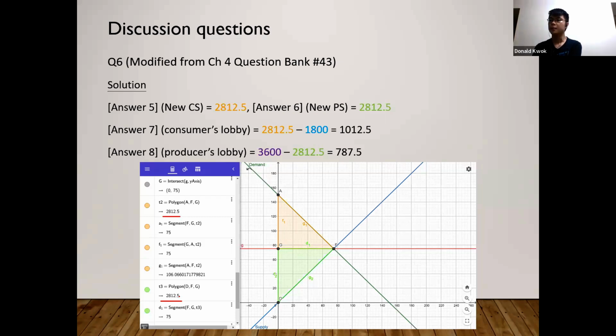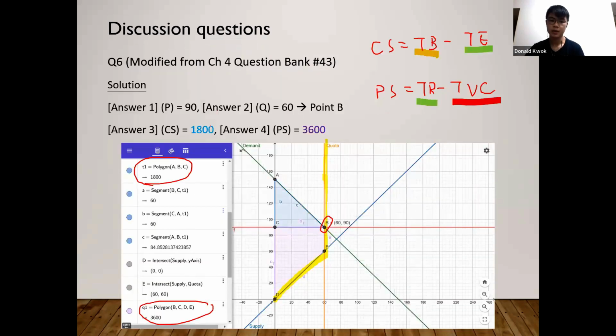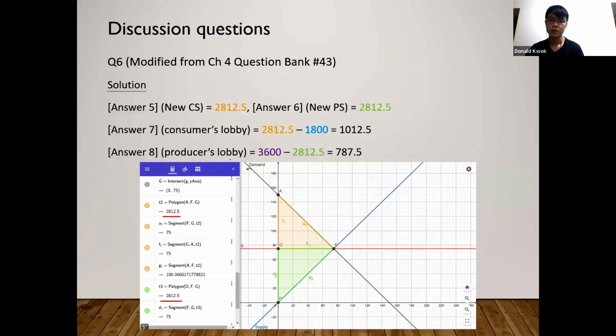All right, so part 7 and part 8, consumers as a group is willing to spend up to what amount to lobby the government for the abolishment, while the producer as a group is willing to spend up to how many dollars to lobby the government against the abolishment. After the abolishment of the taxi license policy, the consumer surplus will increase from 1,800 to 2,800 and something, right? So an increase in consumer surplus by 1,012.5. So consumers as a group are willing to pay up to the increase in consumer surplus for the government to abolish the taxi license policy.